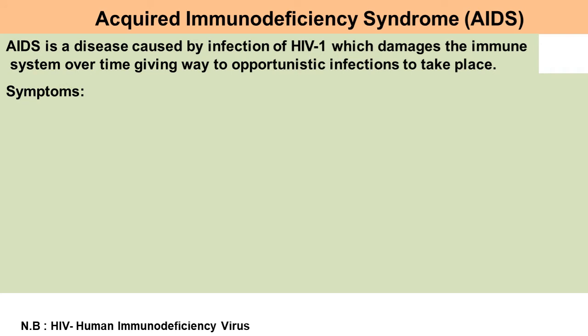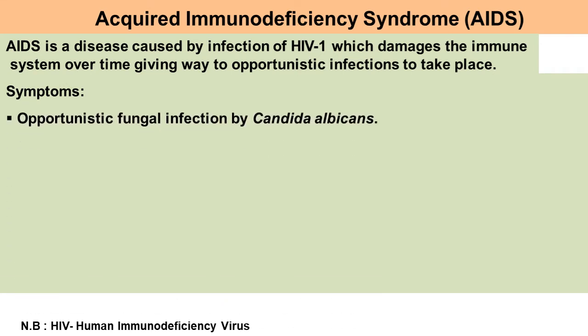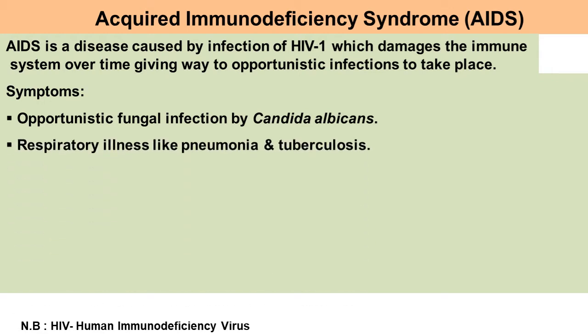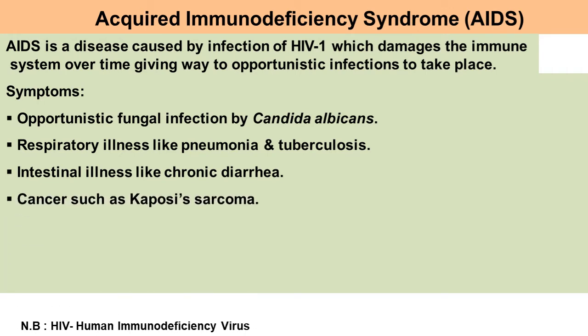Some of the common symptoms associated with AIDS are opportunistic fungal infection caused by Candida albicans, respiratory illness like pneumonia and tuberculosis, intestinal illness like chronic diarrhea. Out of the many cancers, Kaposi's sarcoma is very closely associated with AIDS.